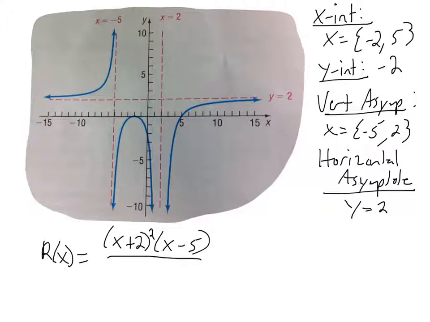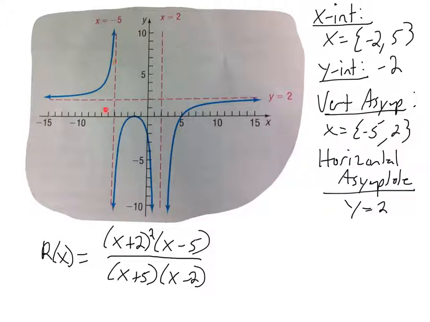Now, for the things that need to be in the denominator, if we have vertical asymptotes at -5 and 2, that means x plus 5 needs to be a factor of the bottom, and x minus 2 needs to be a factor of the bottom. Now, looking at this asymptote right here, one side goes up to positive infinity, the other side goes down to negative infinity.